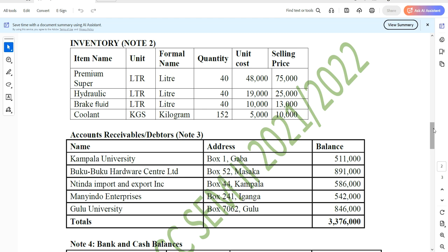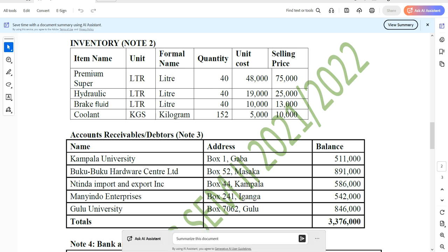The company has premium, super, hydraulic, brake fluid, and then coolant. So you have units of measurement. You have the formal name, the quantity, unit cost, as well as the selling prices. So you're going to enter these one by one. One thing you need to know about Tally is that all the work will be saved automatically as long as you've created your company. So I'm going to now move to stock items.